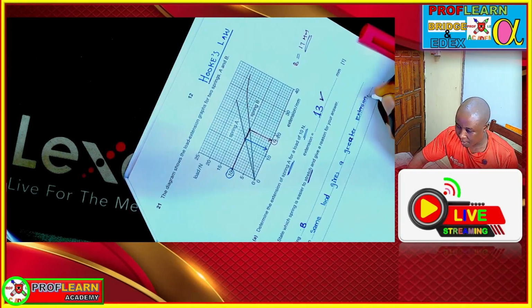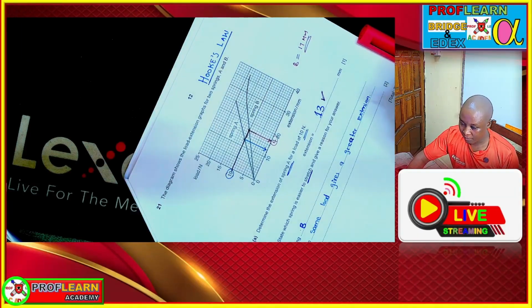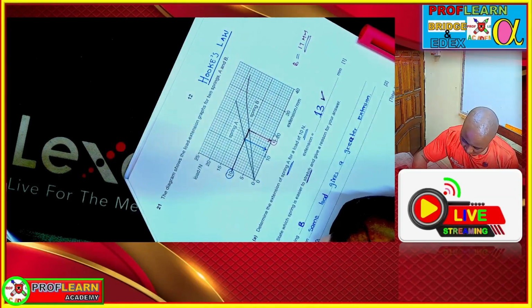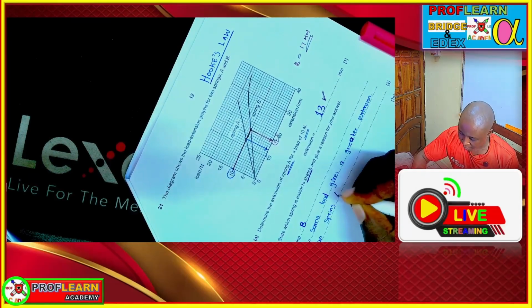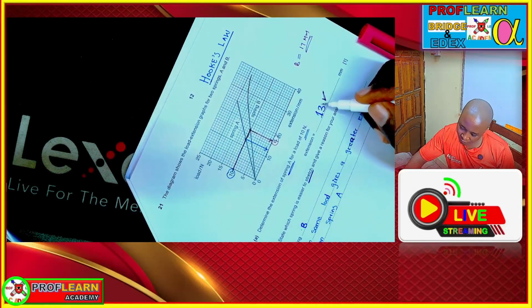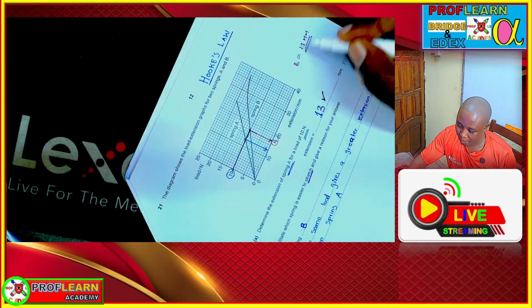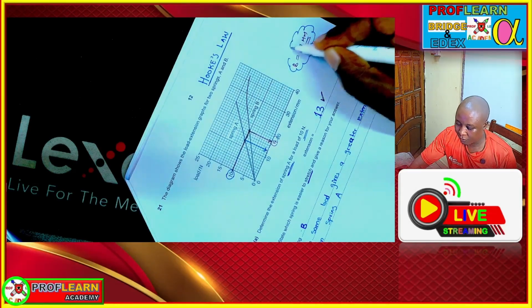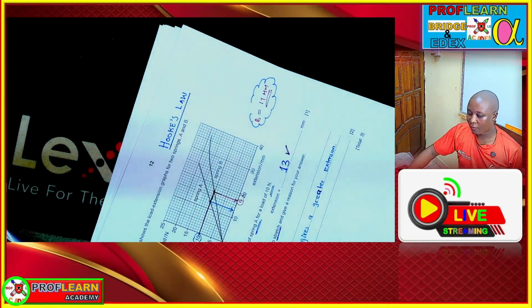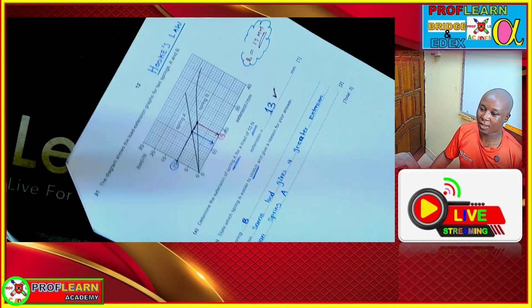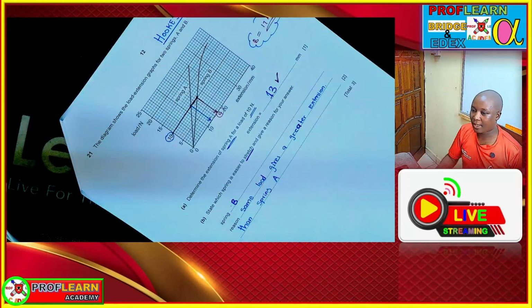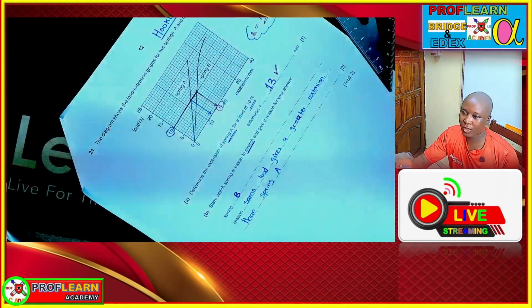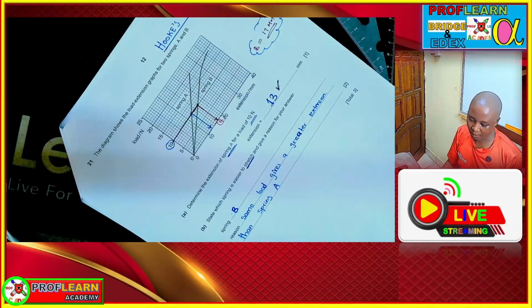It gives a greater extension than spring A. You see, spring A will give you an extension of 13, but B will give you a beautiful extension of 17. So it's easier to stretch spring B than A. So basically that's what we were to say at that particular point.